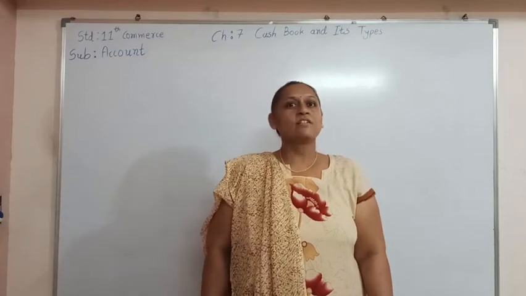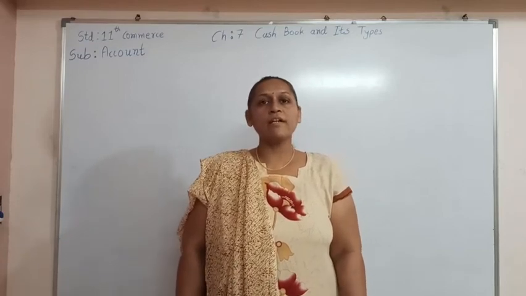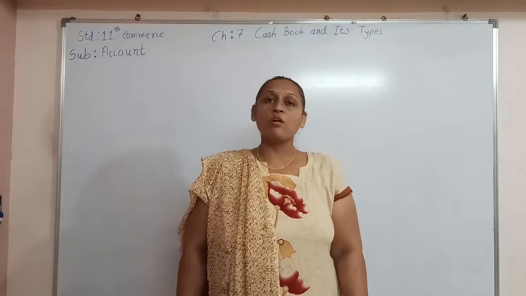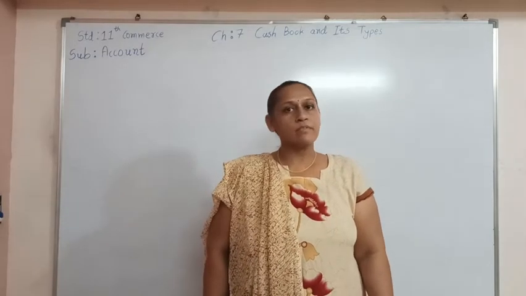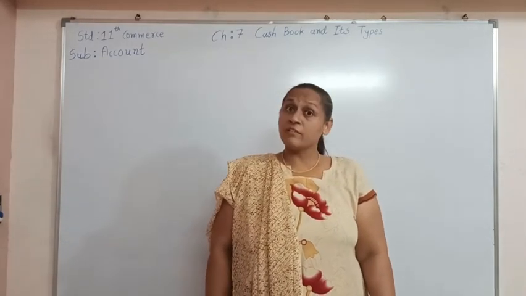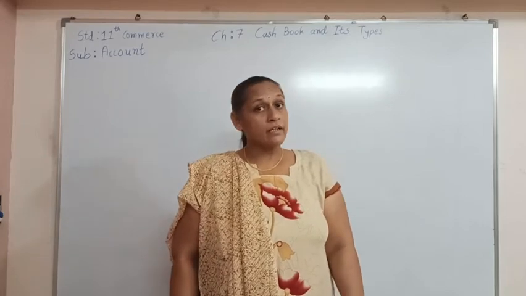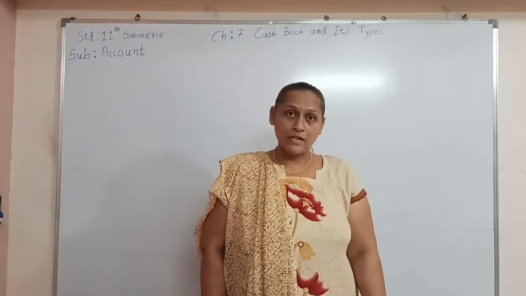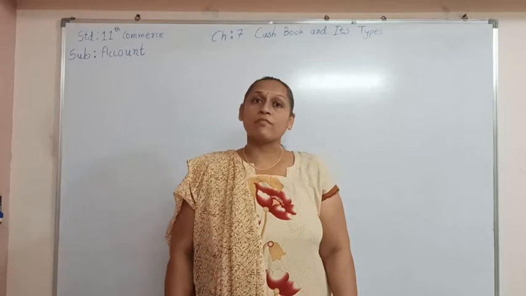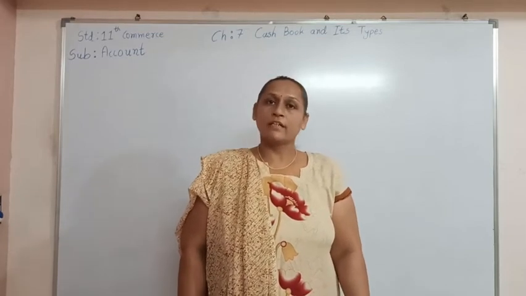Hello students, today we are going to see chapter number 7, cash book and its types, of standard 11 commerce subject accounts. So today again we are going to see the 3 columnar cash book. This is the 8th part of the video, and the first to 7th parts are already linked in the description.